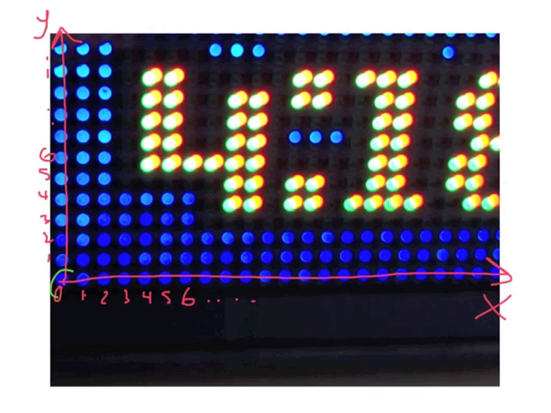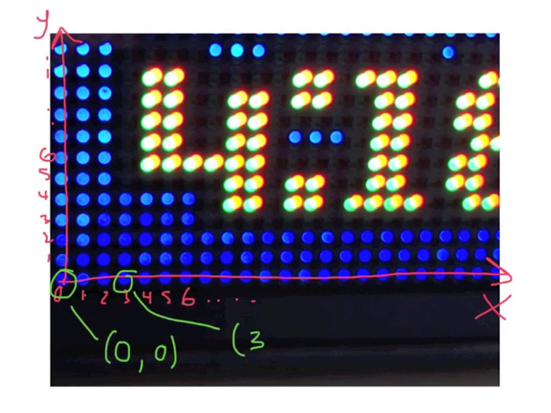So this point right here would be 0, 0. This point right here would be 3, 0, because we do the x-axis first, and 0 because it didn't go up at all. We could do this point right here, and it would be 4, 3. Learning about the coordinate plane has many uses, one of them being making digital displays.